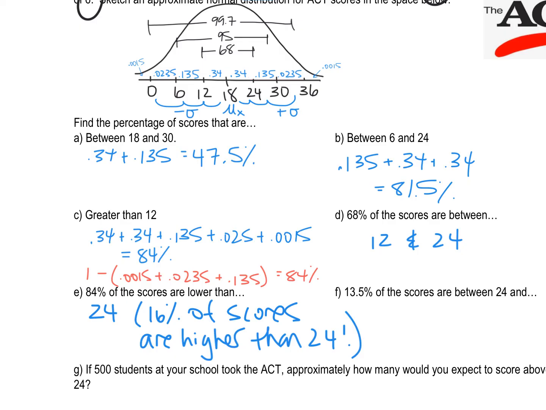Another way of writing that is 16%. That's the complement or the opposite of 84 here. So subtracting from 100%, 16% of the scores are higher than 24. So if you draw your line here, this side equals 16%. The next one is 13.5. I recognize that number. I have it filled in somewhere up there on my bell curve. Two places actually are between 24 and, so here's 24. There's my 13.5%. The cutoff for that 13.5 is 30.